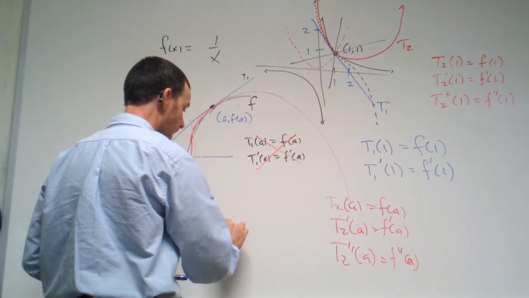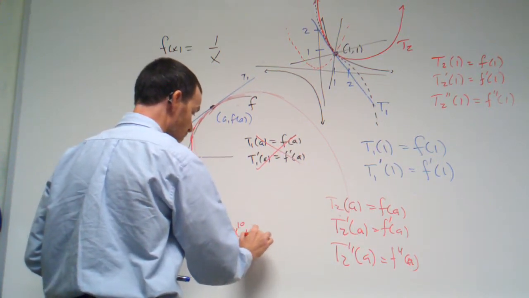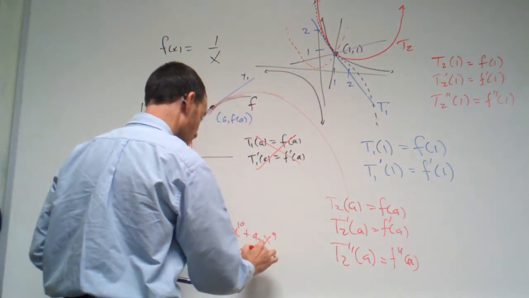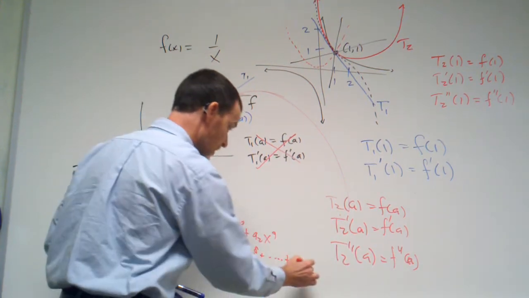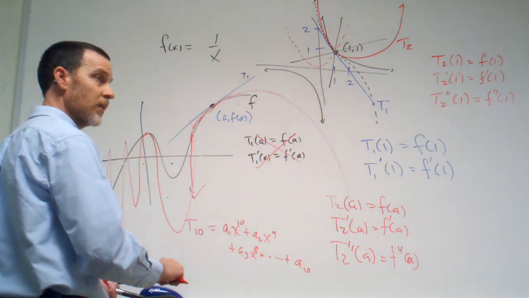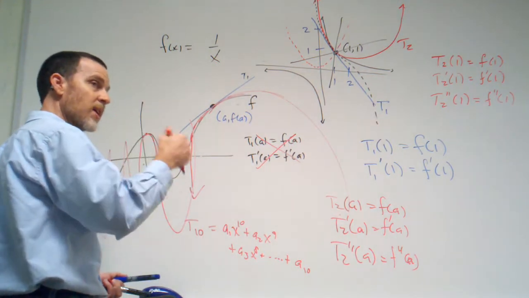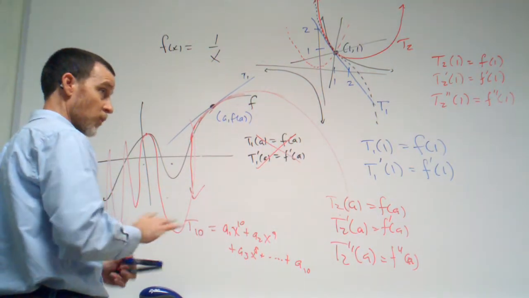So it would look like a1 x to the 10th plus a2 x to the 9th plus a3 x to the 8th plus dot dot dot all the way down to a10. 10th degree polynomial, and it agrees with that function at that point, and it agrees in the first, second, third, all the way to 9th derivative. With me on the concept?